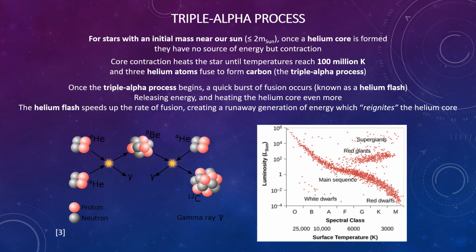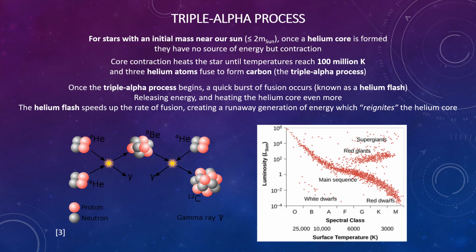And so we can see that this actually happens by the first 2 combining into beryllium, and then that beryllium combines with another free helium, and that forms our carbon. So once the triple alpha process begins, this gives a quick burst of fusion known as a helium flash. This releases a lot of energy, and this heats the helium core even more.